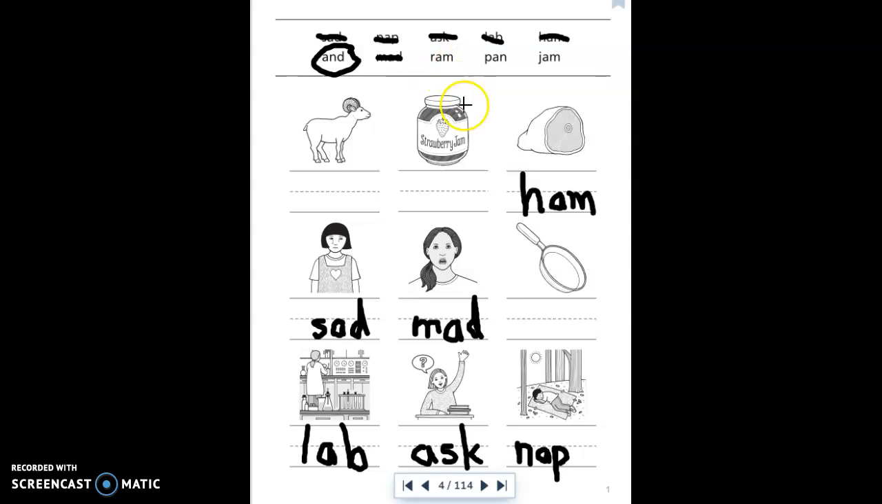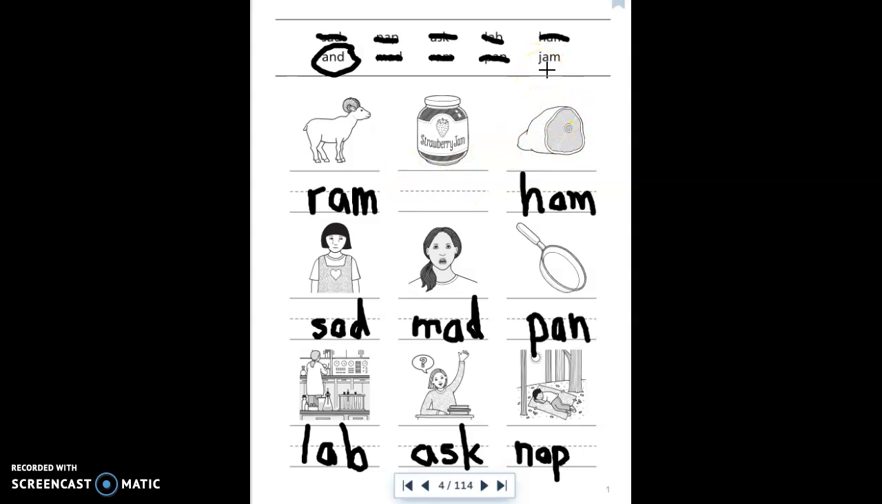The next word is ram. Here is our picture of the ram. So I write the letters R-A-M, and that is done. And then I have P-A-N, pan. My pan is right here. Remember my P, the tail hangs down, the bubble sits on the line. A-N, pan. All lowercase letters. We're not writing a sentence or anybody's name, so we need to have lowercase letters, okay?